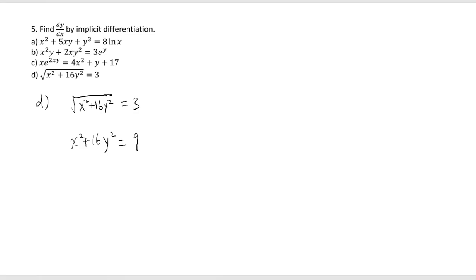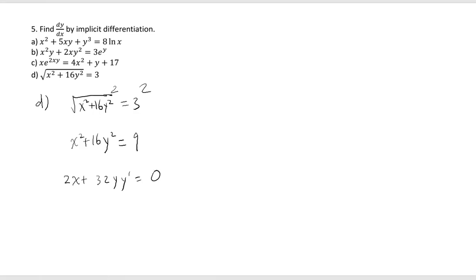So I square both sides. 3 squared is 9, and squaring the left side just got rid of the square root. Square root and square cancel. Now we differentiate. X squared differentiates to 2x. Y squared differentiates to 2y prime. 2 times 16 is 32. And then 9 is a constant, so if you differentiate, it's 0.